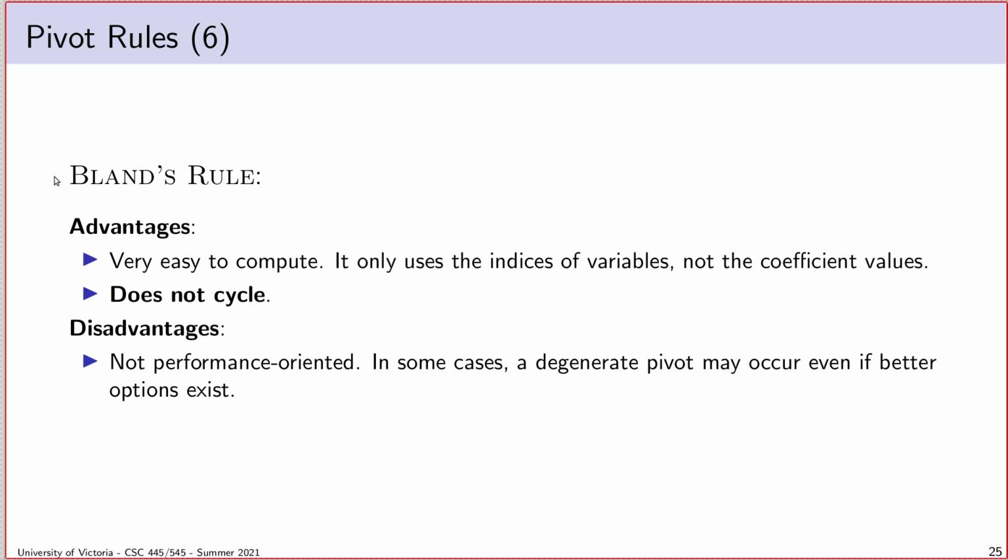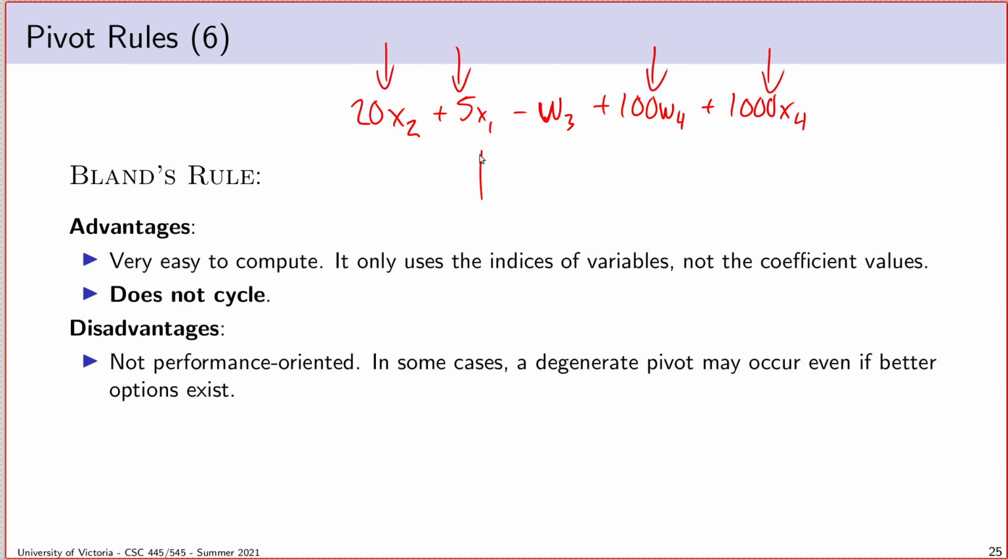So the advantage of Bland's rule is, remember that Bland's rule is choose the lowest numbered variable. Actually, let's create a situation where it's even more confusing. So 20x2 plus 5x1 minus w3 plus 100w4 plus 1000x4. If this is my objective function, Bland's rule says you figure out the candidates, figure out everything with a positive coefficient, choose the one with the lowest index without any regard to anything. As you can see, that's really easy to compute. All I have to do is look at the objective row and find the positive coefficients and choose the lowest numbered thing. I don't even have to compare coefficients. I just have to find the positive ones.